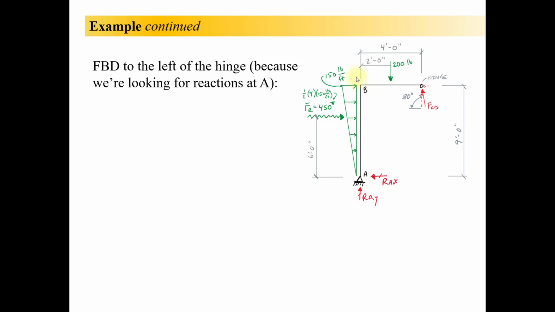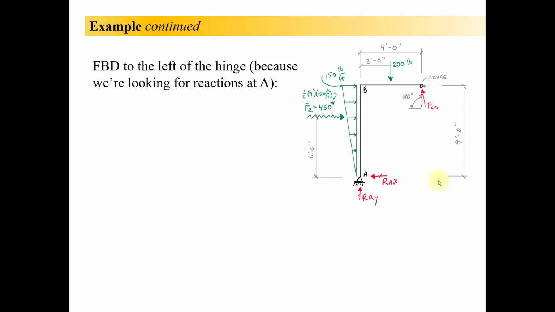I kept the part that I'm keeping. I've kept the distributed load. I've kept the 200-pound point load pointing down. I've kept my dimensions. Everything is on this free body that I need to work with. I got rid of the part that I'm getting rid of. This member here, this two-force member, and its reaction over here at the far end, and the reaction vectors that were there. All that goes away.